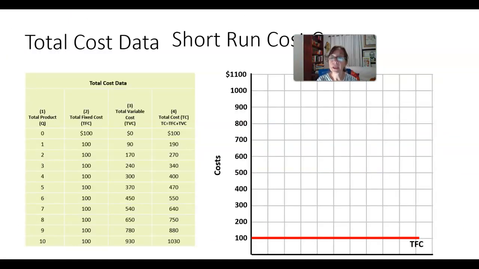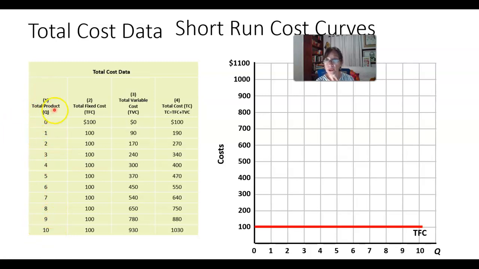Let's look at some total cost data and see how we would graph it. I want you to take a look at the column right here. It says total product. Note that down here we have Q, and that's going to be the symbol from now on for total output. We have 0 to 10 units being produced. Then we're given a column with the fixed cost. In other words, how much did it cost us for that equipment? And remember, that is not going to change. So if we were to graph this out, we would put output on the x-axis and cost on the y-axis. Note that it doesn't matter how much we produce, our total fixed costs stay the same. So that is going to be a graphed line that is just straight at $100.